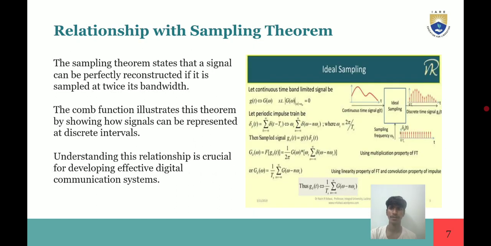Relationship with sampling theorem. The sampling theorem states that a signal can be perfectly reconstructed if it is sampled at twice its bandwidth. The comb function illustrates this theorem by showing how signals can be represented at discrete intervals. Understanding this relationship is crucial for developing effective digital communication systems.